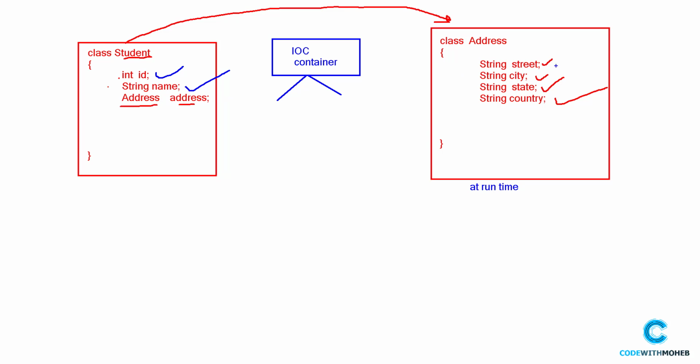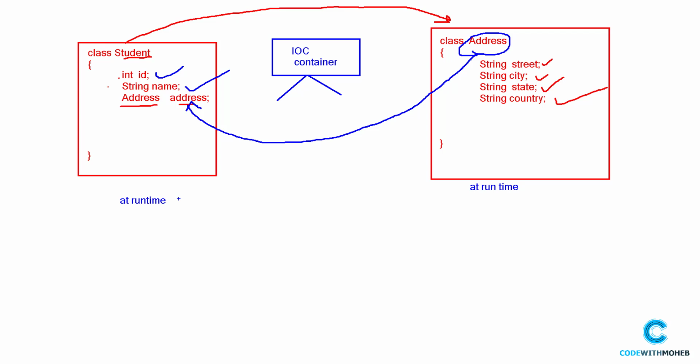It means it will first inject the values of street, city, state, and country, and then it will inject these complete values into the address variable, because this variable is of type Address. So it will inject all the values into this variable. Of course, we can also say this will happen at runtime. If I say runtime, it is not wrong.